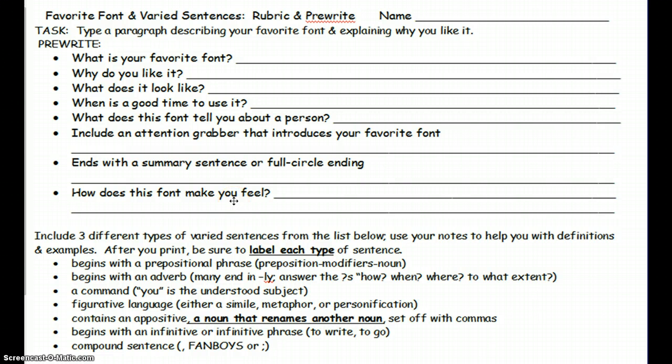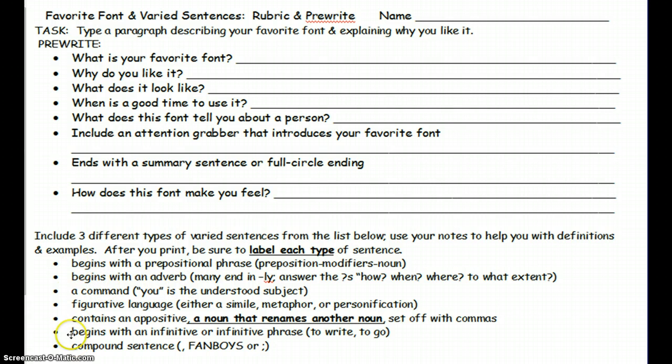And just to go along with our good sentence structure writing habits, they needed to include an attention grabber that was off of our approved list and end with some type of a summary statement or a full circle ending. Now within this structure of writing about their favorite font, they need to be practicing their use of varied sentences. So they need to include 3 different types of varied sentences. And I encourage them to keep this with their notes and have their notes out with them while they're writing.